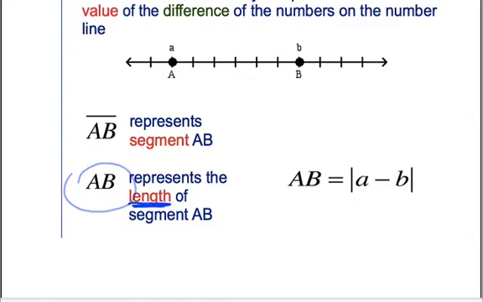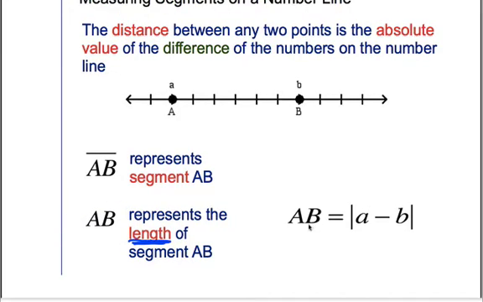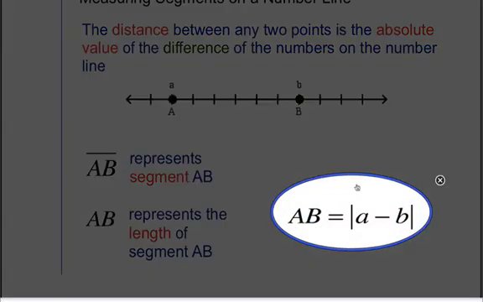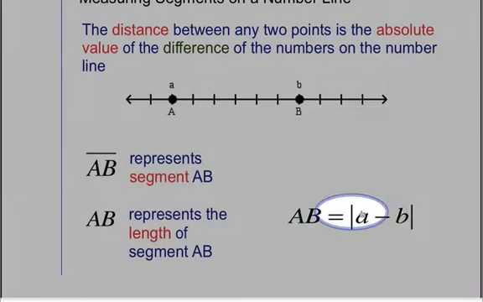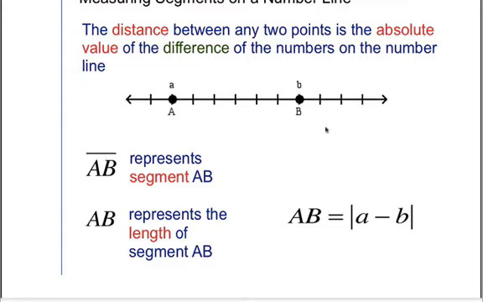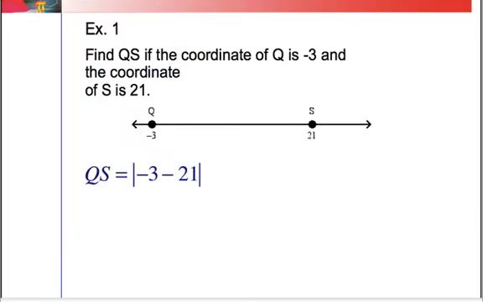And what we're saying here is that the length of that segment, the length of segment AB, is the absolute value of the difference between those points on the number line, or the absolute value of A minus B. So this is our formula to find length on the number line. You might even want to write a little note in your notes. This represents the length on the number line. Okay?